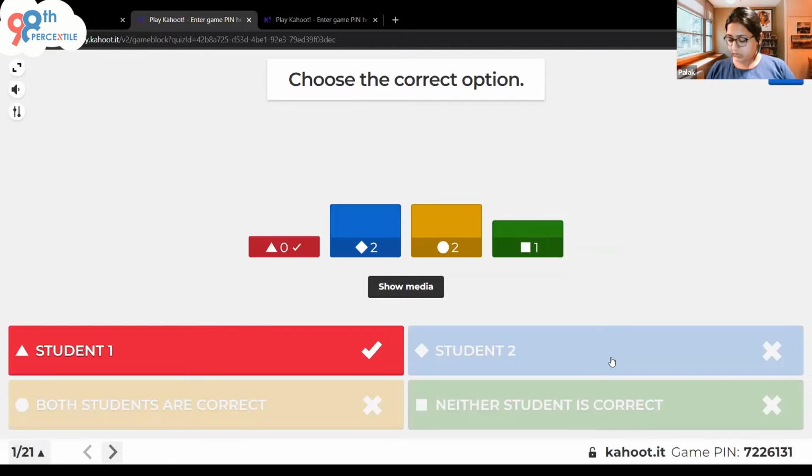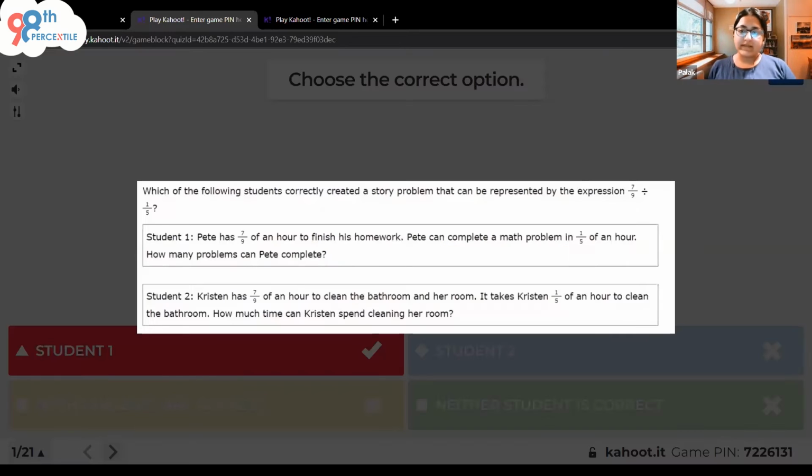Let's see what exactly the question was about and how we were supposed to work it out. Which of the following students correctly created a story problem that can be represented by the expression 7 over 9 divided by 1 over 5? Pete has 7/9 of an hour to finish his homework. Pete can complete a math problem in 1/5 of an hour. Right, so we have 7 over 9 to be divided by 1 over 5. Now, this person, Pete, had 7/9 of an hour. He can complete a math problem in 1/5 of an hour. So, how many problems can Pete complete? Right. So, one problem takes 1/5 of an hour.